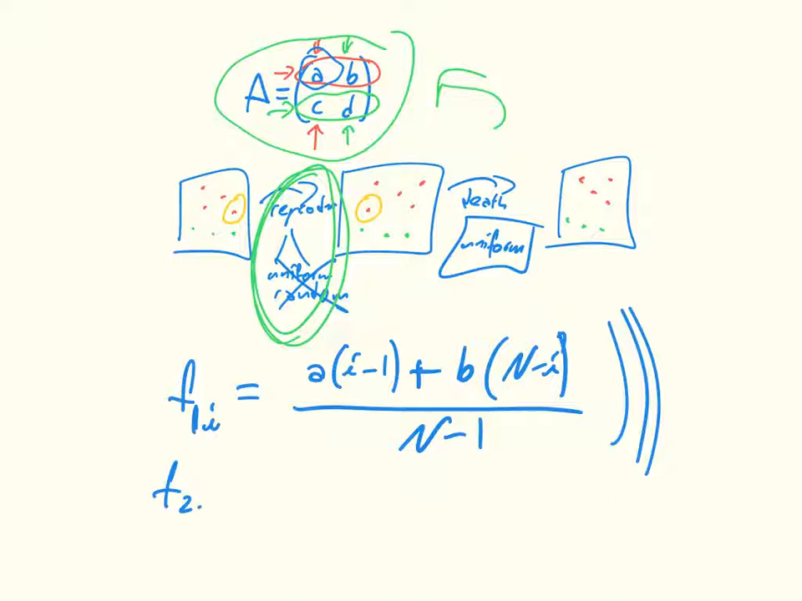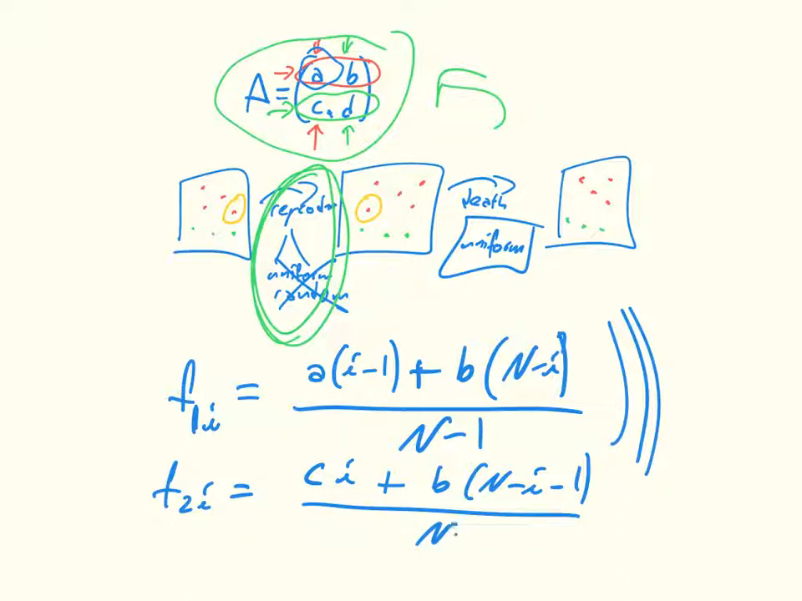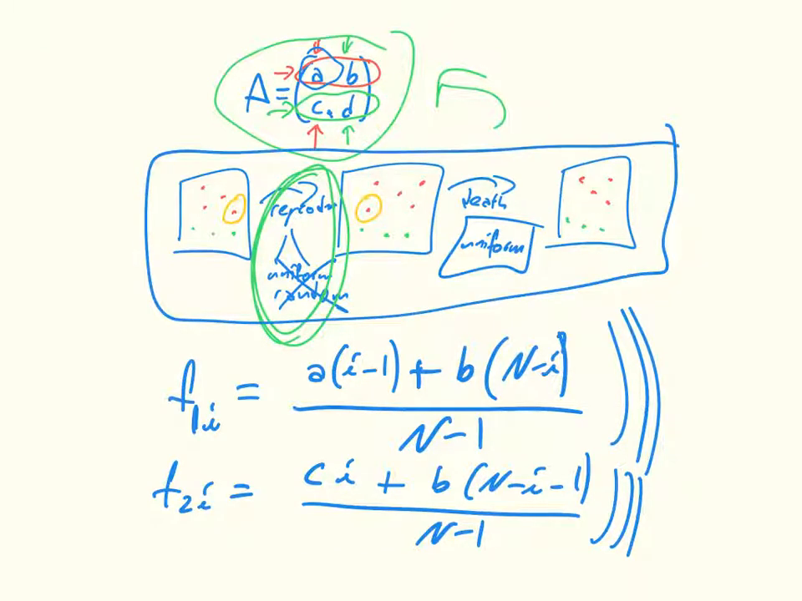And then we have F2 of I, so this is the fitness of the individuals of the second type. They get a C, this C here, I of the time, because if there are I individuals of the first type and they're of the second type, then they meet I of the first type. And they get a D, n minus I minus 1 of the time, and we divide that by n minus 1. So these are our fitnesses. And then what we do is we calculate the probabilities of the states going up or down, just in the same way.